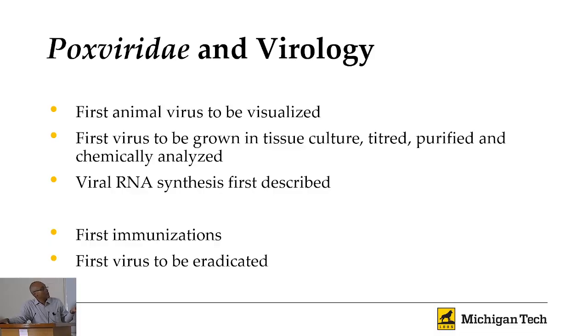This is the first animal virus to be visualized. So you can see, with some good microscope, the pox virus. The first virus to be grown in tissue culture, titrated, purified, and chemically analyzed. This also was the first immunization, and the first virus to be eradicated. So this is the virus which has been eradicated for the first time.